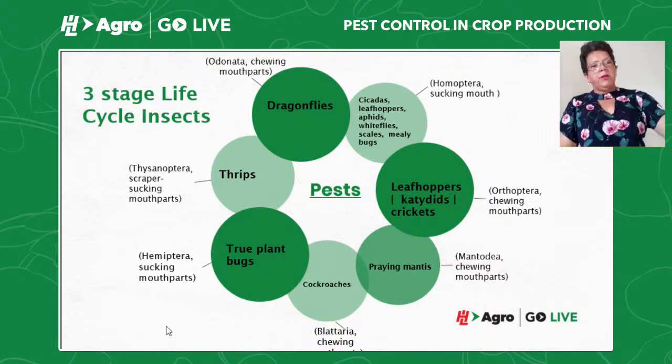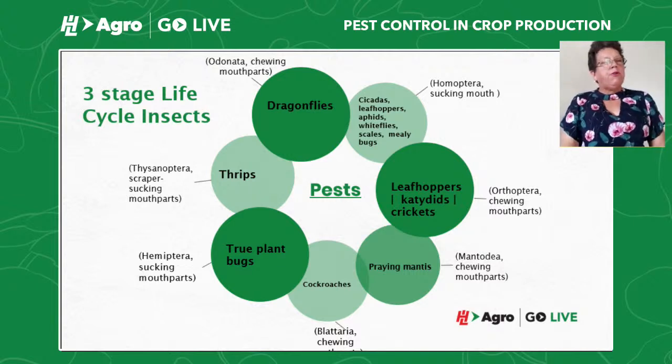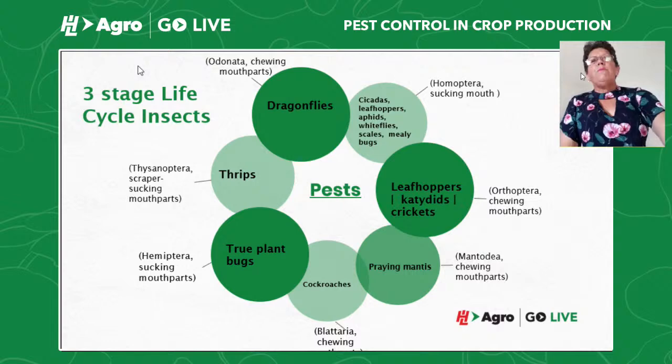Here is just a slide showing which different orders have this life cycle that has only 3 stages. We have dragonflies, and the dragonflies belong to the order Odonata. They have chewing mouthparts. We have Homoptera. They have sucking mouthparts. And within the Homoptera, you have cicadas, leafhoppers, aphids, whiteflies, scales, mealybugs.